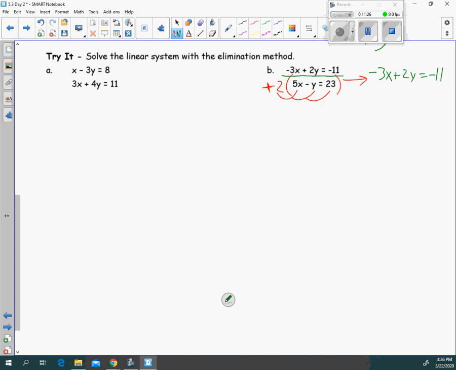The bottom, though, is now going to be 10x minus 2y equals 46. And hopefully we can see why I did that, because now we have opposites right here in the middle. It's going to be no y's, right?